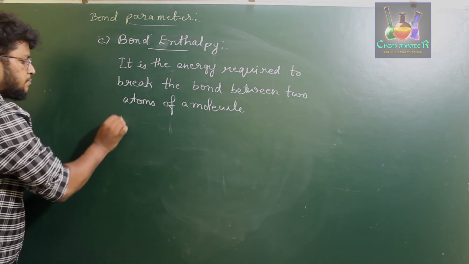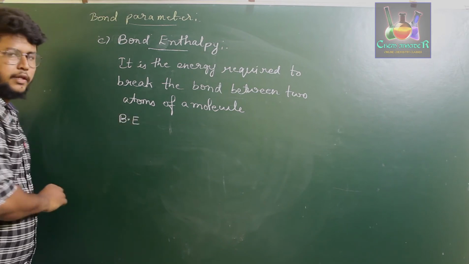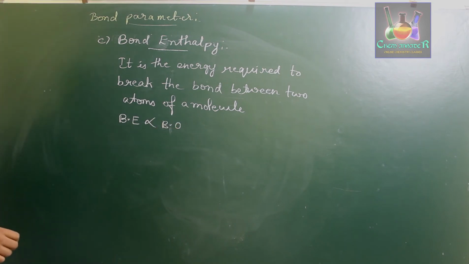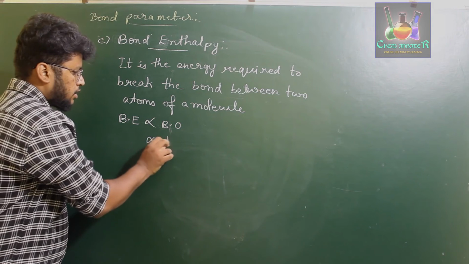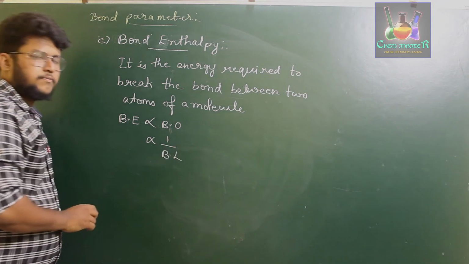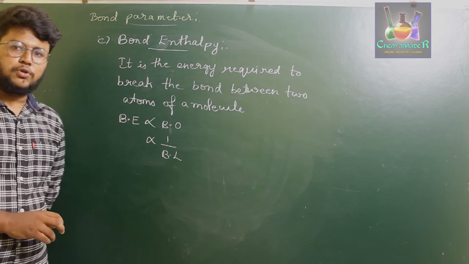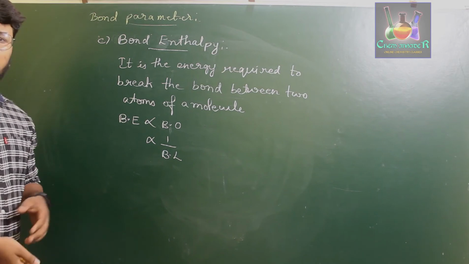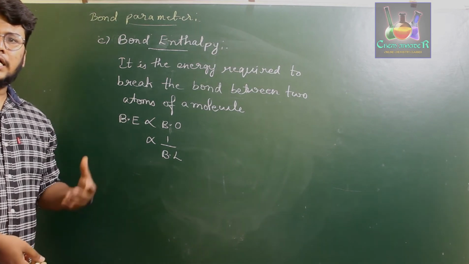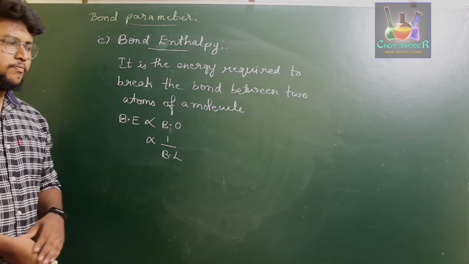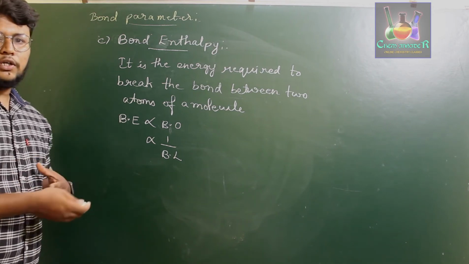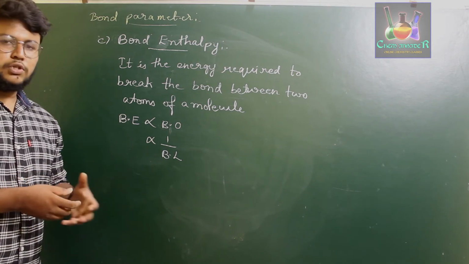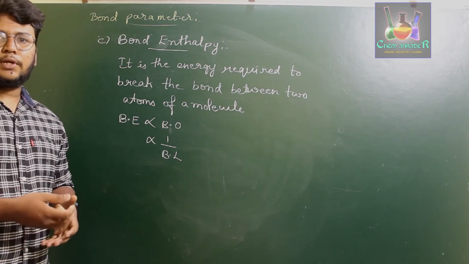And further, this bond enthalpy depends upon bond order and it is inversely proportional to bond length. Okay, bond enthalpy is directly proportional to bond order and inversely proportional to bond length. That means the more the distance between the two atoms, the easier it will be to break the bond between them. If you are separating two atoms with a long thread, it would be easier to cut them down. If they are closer to one another, it requires more energy to break those bonds.